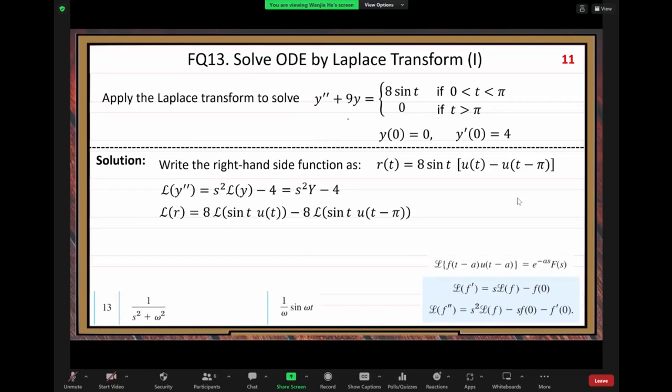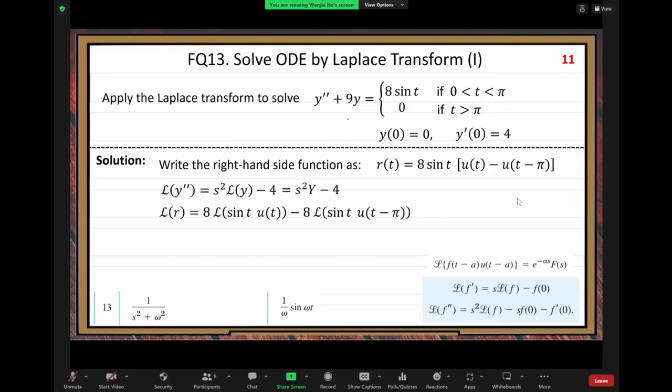The first shifting theorem. This is a formula we also use a lot. In this formula, you only look at the first term. A equals 0. A equals 0, e to the 0 times s, that's 1. So you only need to take the Laplace transform of the f part. The u part is gone, because it becomes 1.